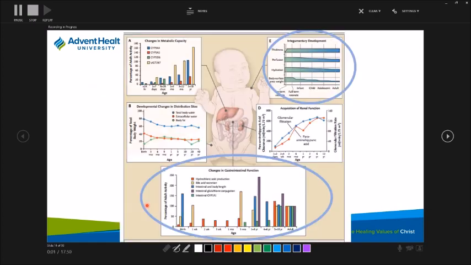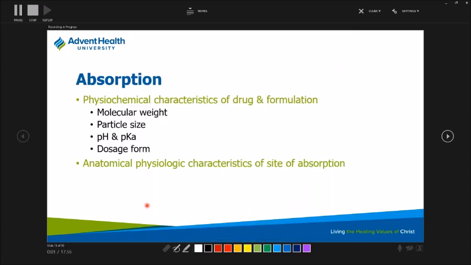Anyway, again, know that these changes are going to occur. They're pretty predictable for the most part. So again, kind of going through the different pharmacokinetic profiles here. Just remember that absorption can change.